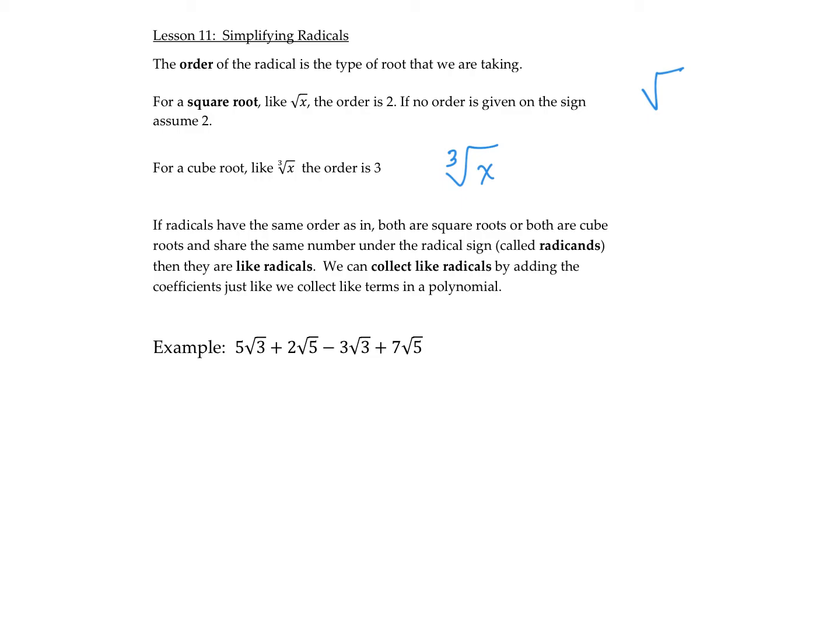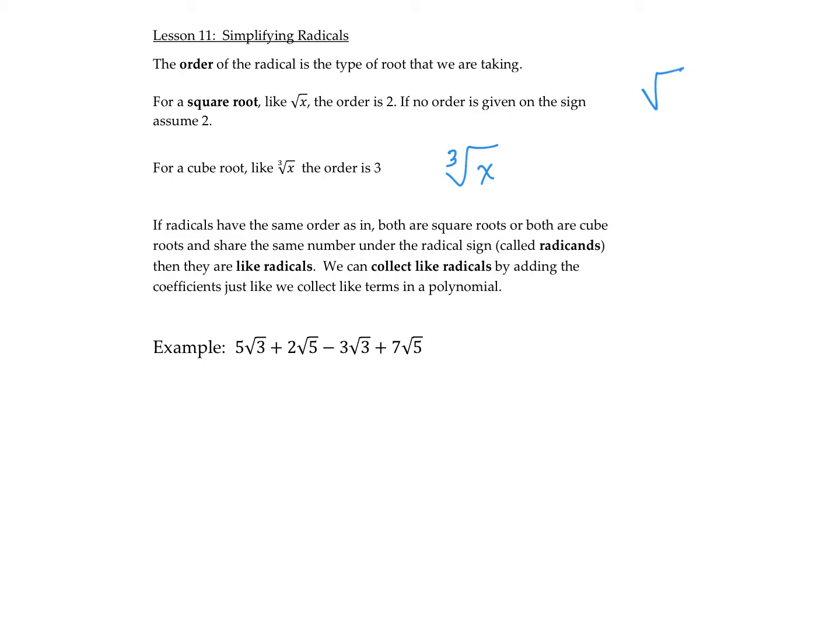So we're just going to work with square roots, but later on when we do exponents, we will be looking at different types of roots. So if radicals have the same order, meaning the same type of root, then we can just add or subtract terms just like they were variables. So we would just look for like terms.